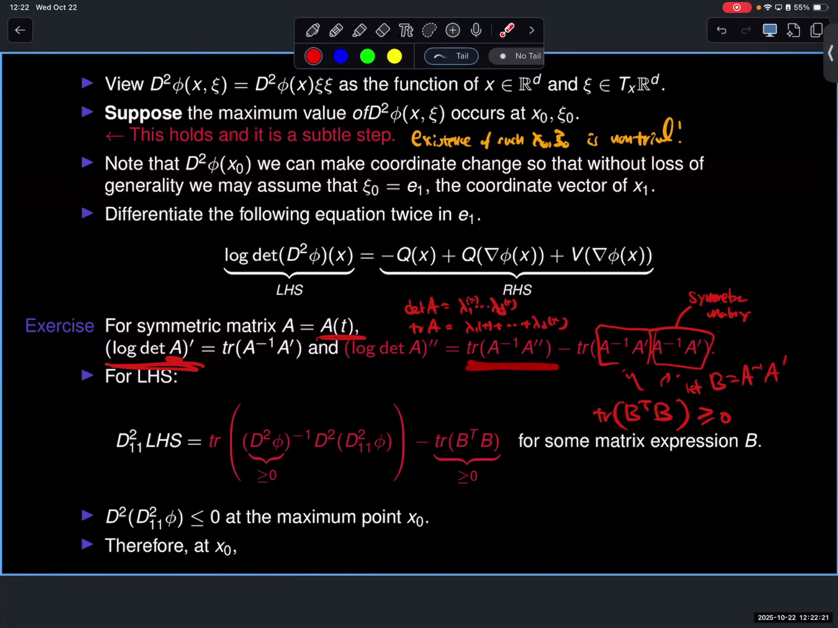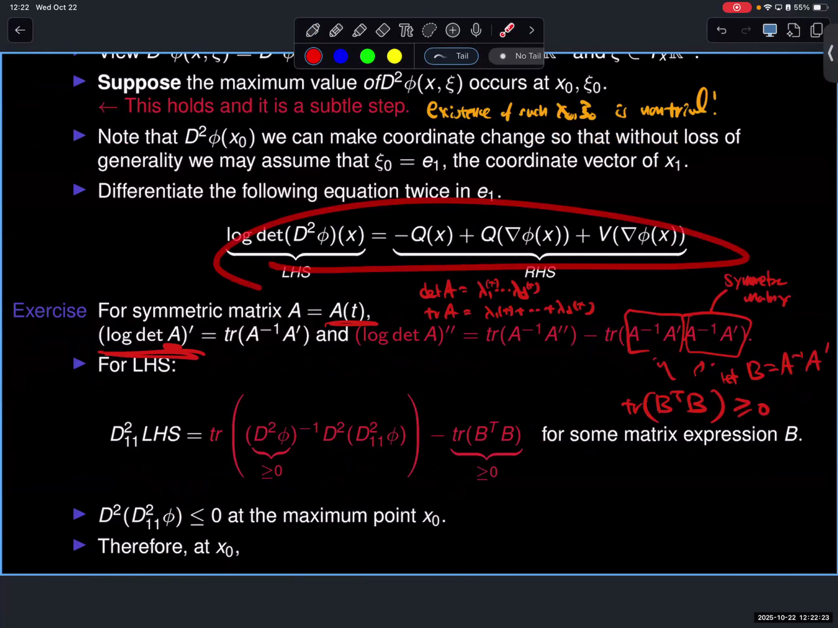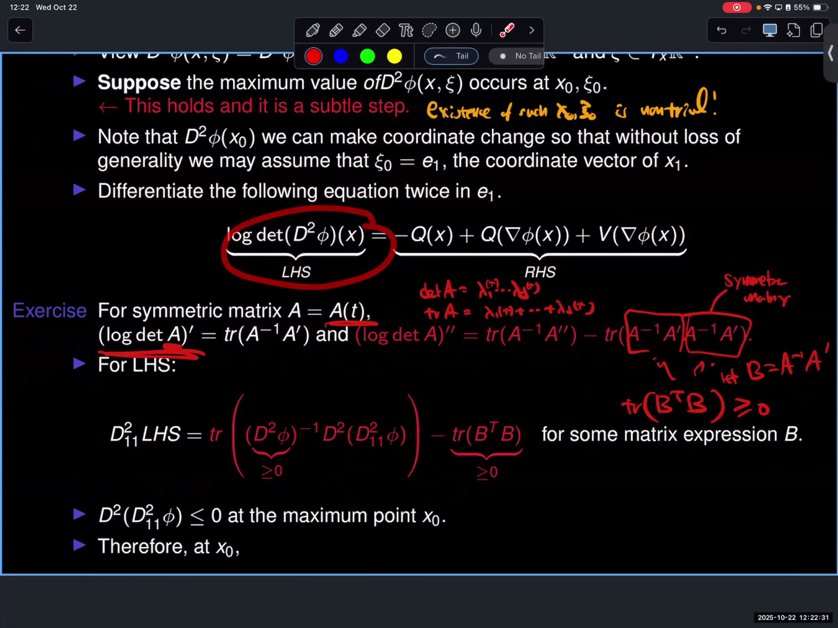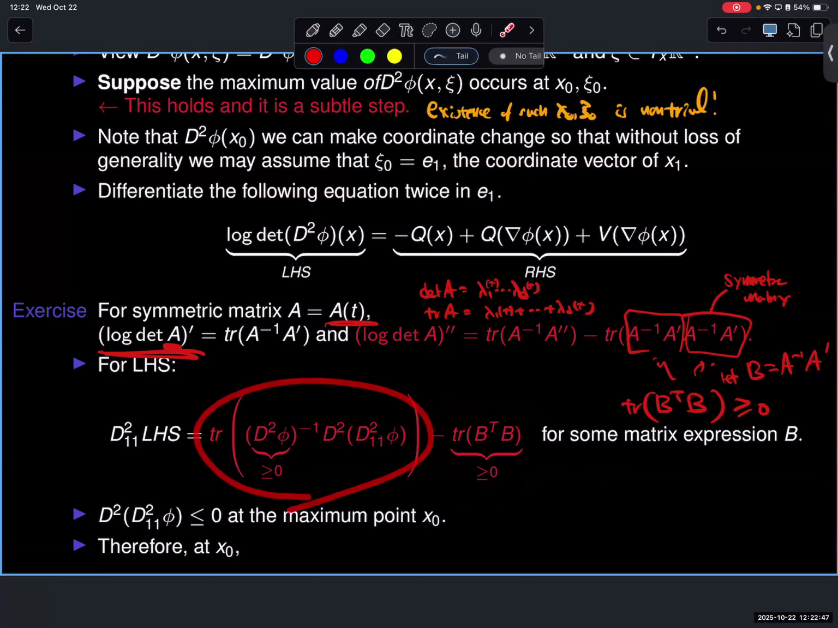Now you differentiate this twice in the first coordinate, which is the same direction as C0. Then on the left-hand side, you get this expression. This trace is non-negative, so this negative trace is non-positive. So the left-hand side is less than or equal to this.